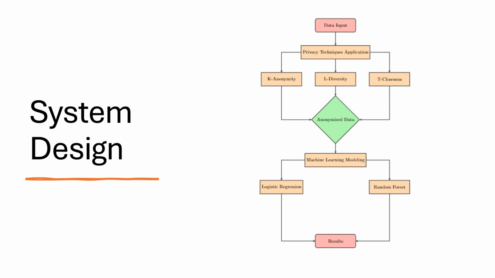In our project, we first take the dataset as the input. To this dataset, we apply each of the three privacy-preserving techniques, namely k-anonymity, L-diversity, and t-closeness, to obtain an anonymized or privacy-enhanced dataset. We then subject this dataset to machine learning models like logistic regression and random forest, and compare the performance of these models to infer and understand how the utility of the dataset varies with and without privacy preservation.